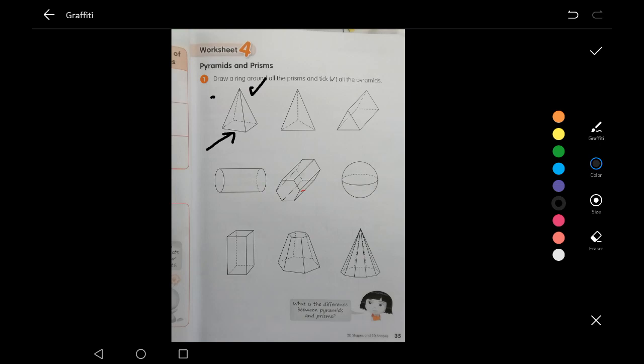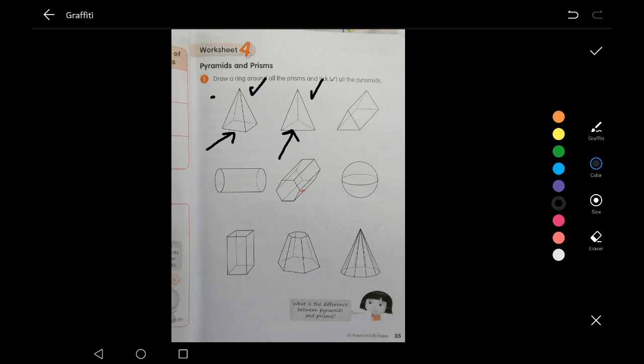Let's move on to the next shape. How many bases do we have? We have only one base, and it is a triangular base. And what about all of the other faces? All of them are triangles. So one base, other faces are triangular shaped. So this shape is also a pyramid, and we call it a triangular based pyramid or a triangular pyramid. Let's move on to the next one.